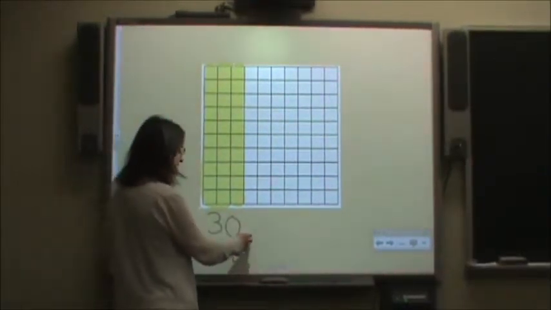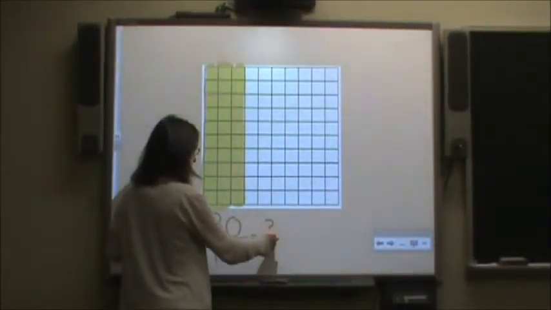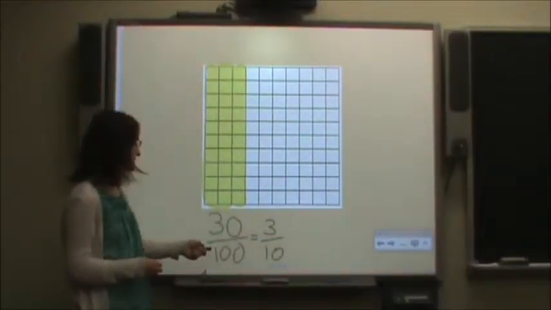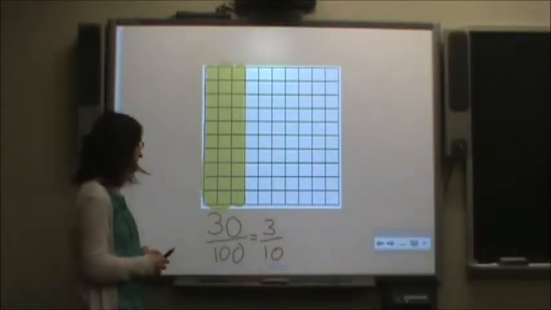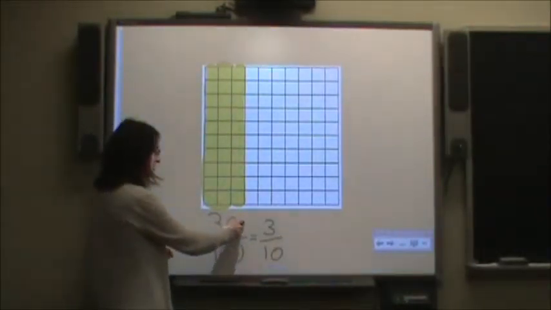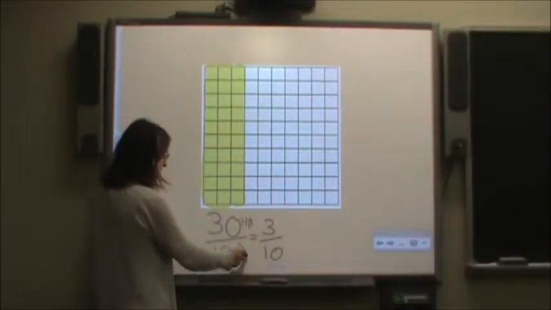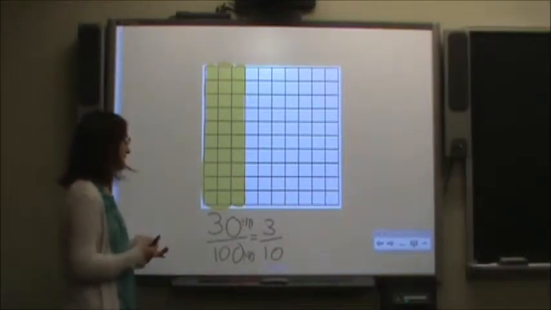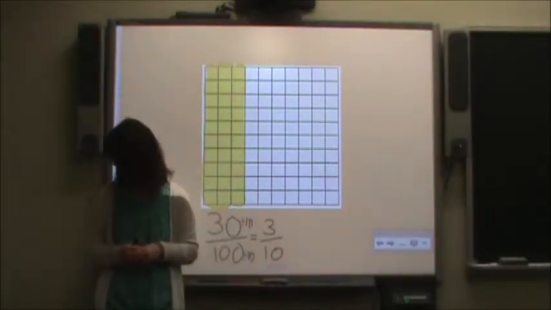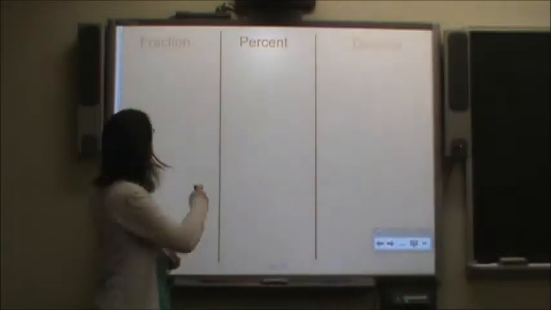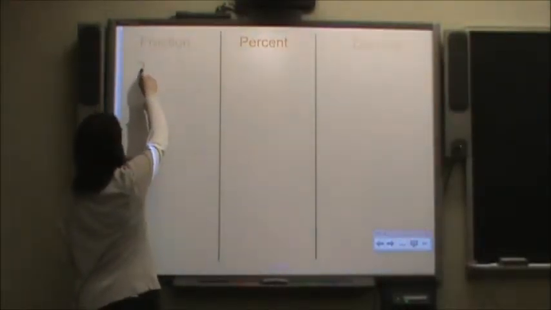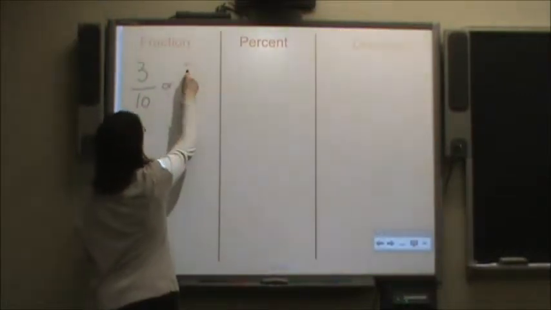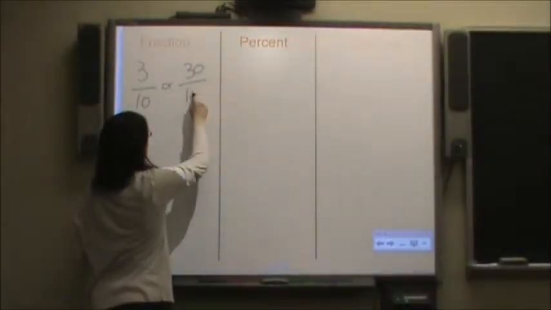Now I can reduce that fraction and make it 3/10. That's an equivalent fraction right there. 3/10 is equivalent to 30/100. And I figured that out because I divided 30 by 10 and I divided 100 by 10. And I got 3/10. So that would be an equivalent fraction, 3/10. So I'm going to go back and write both of those in here. So I have 3 over 10 or 30 over 100.